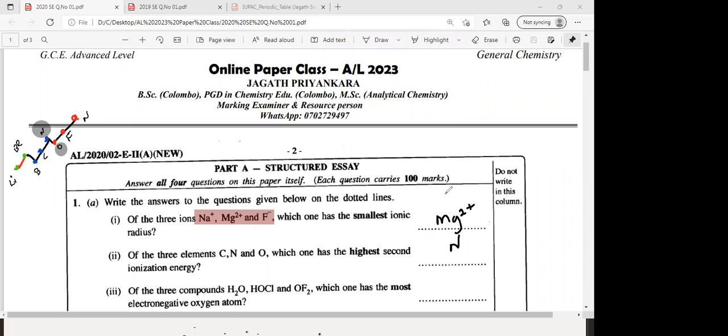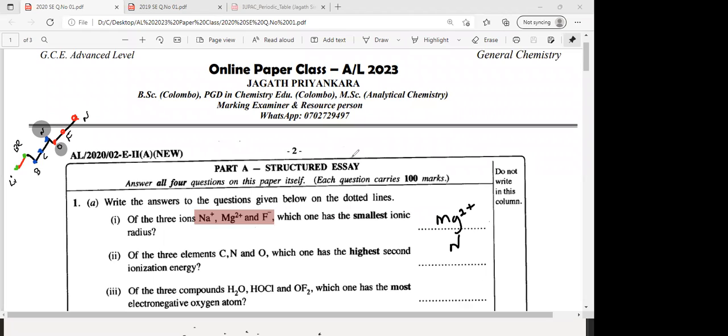Who can give me the answer for part 3? Of these 3 compounds, which one has the most electronegative oxygen atom? Electronegativity, I told you: when oxidation number increases, electronegativity increases. Okay, I'm waiting. So is it the oxygen in the second one? No.